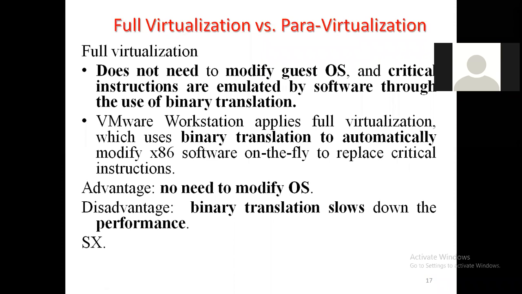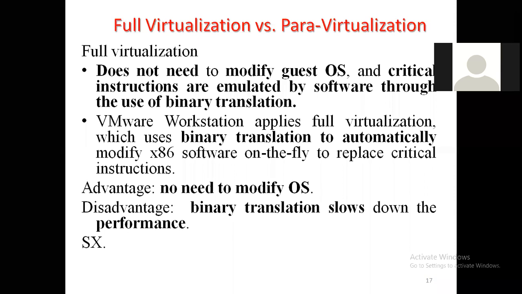In full virtualization, direct execution plus binary translation will be there. Para-virtualization uses hypercalls and direct execution. In full virtualization only guest operating systems will be there, no modified guest operating system. But in para-virtualization, modified guest operating systems will be there. The disadvantage of full virtualization is that it uses binary translation, which will slow down the overall process. Obviously, performance will be reduced, guys.